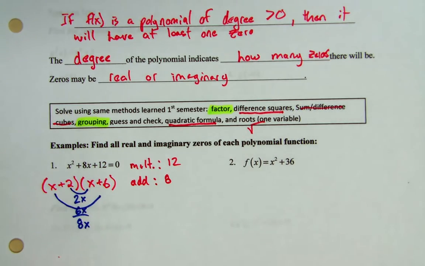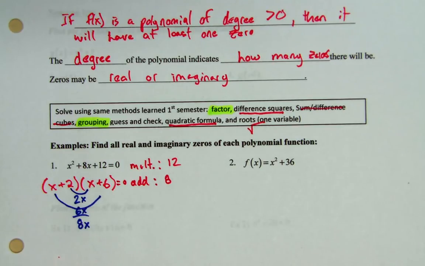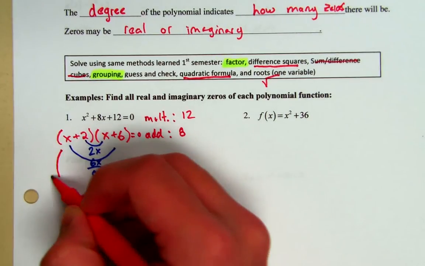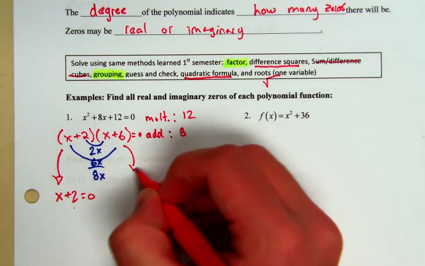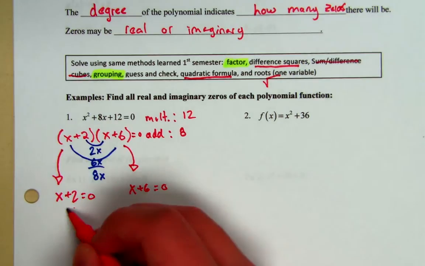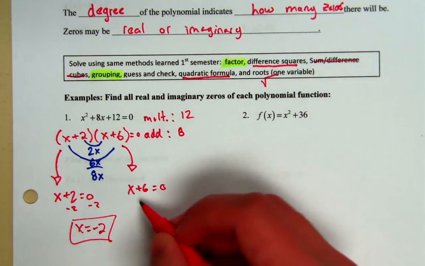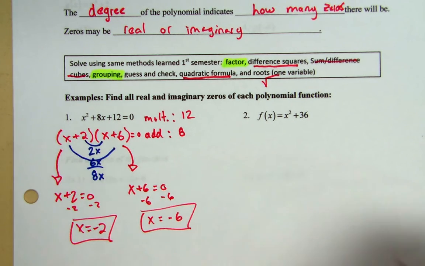Now don't forget that this is still equal to 0. Now, since it said find them, you need to set those equal to 0 and solve. So x plus 2 equals 0, and x plus 6 equals 0. So subtract 2, x equals -2. Subtract 6, x equals -6.